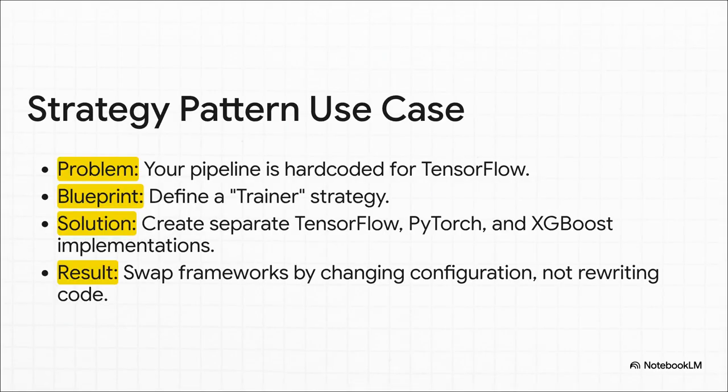Okay, let's see a real-world example. Let's say your pipeline is completely hard-coded to use TensorFlow. Sound familiar? With the strategy pattern, you'd first define a generic trainer blueprint. Then you can create specific implementations that follow that blueprint. One for TensorFlow, one for PyTorch, another for XGBoost. And the result? It's amazing. You can literally swap out your entire training framework by changing just one line in a config file. No more digging through and rewriting your core code.